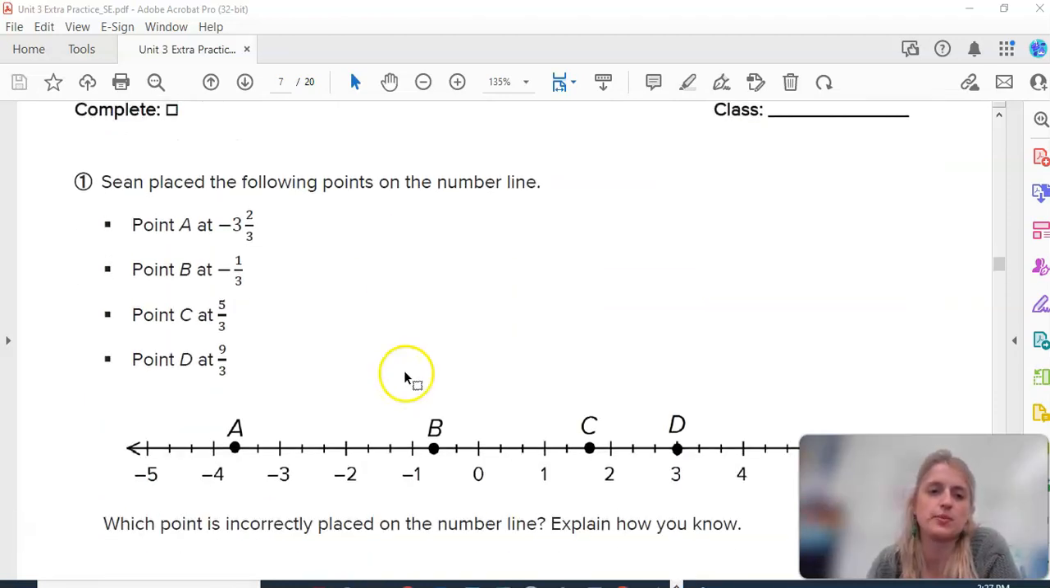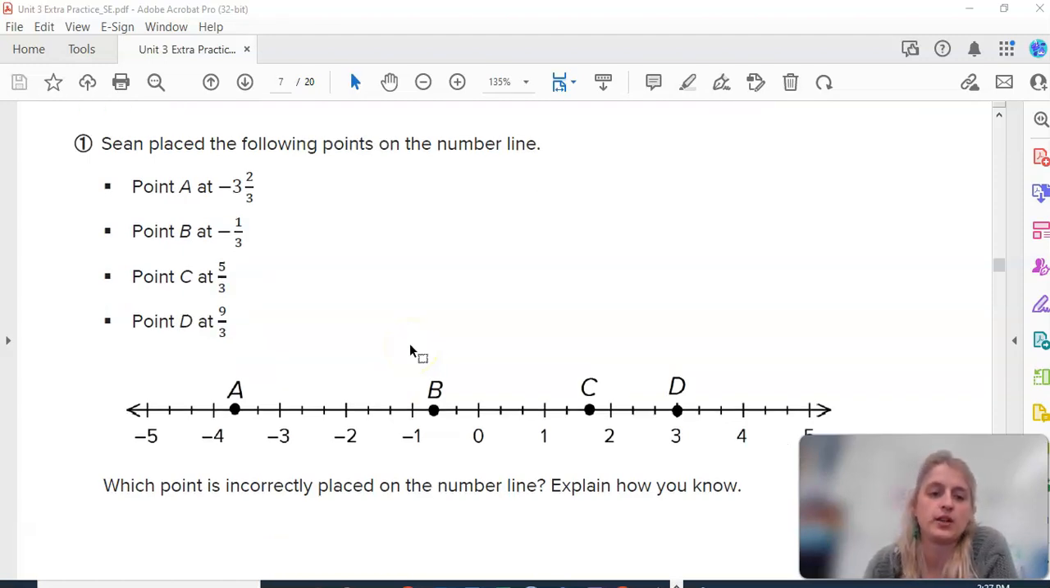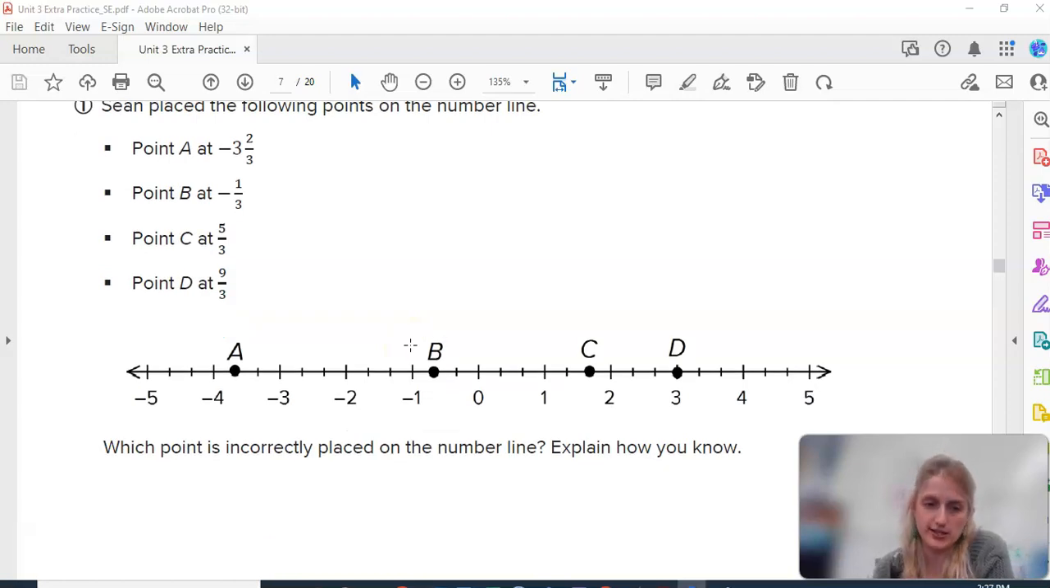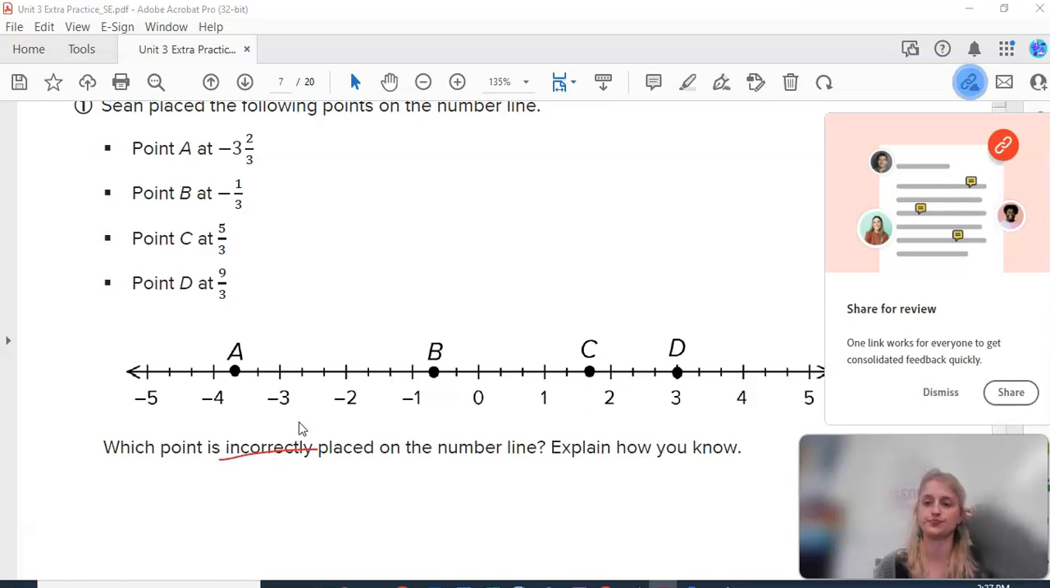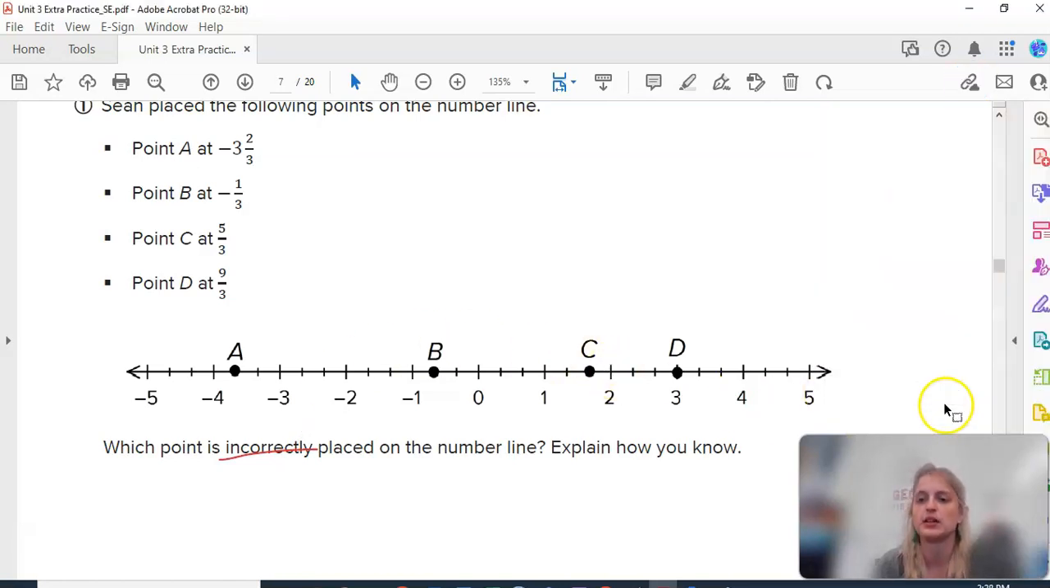So our first problem says Sean placed the following points on the number line. He has point A, point B, point C, point D. Which point is incorrectly placed on the number line? So at least one of them is wrong. Explain how you know.